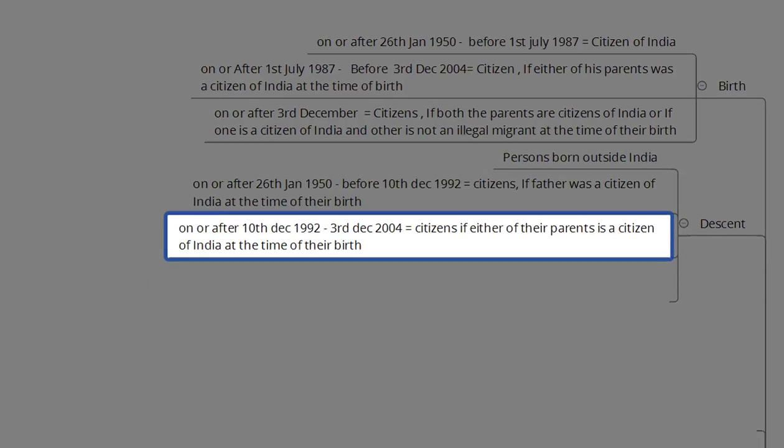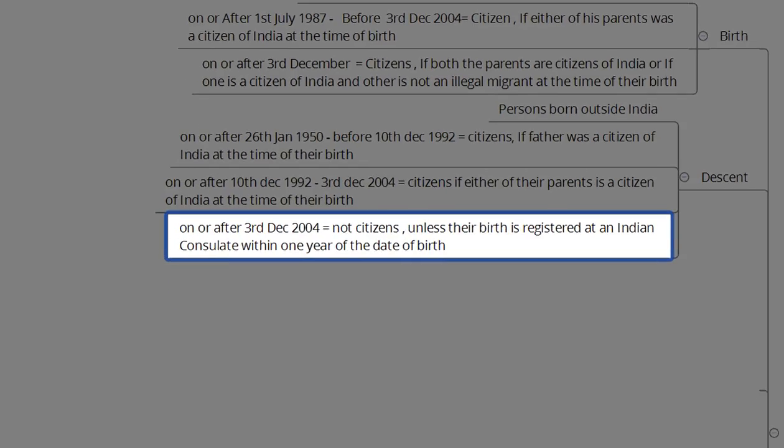But if he is born on or after 10th December 1992 to 3rd December 2004, he will be a citizen, but either of his parents, father or mother, should be a citizen of India at the time of birth. But what about on or after 3rd December 2004? He is not a citizen unless the birth is registered at an Indian consulate within 1 year of the date of birth.